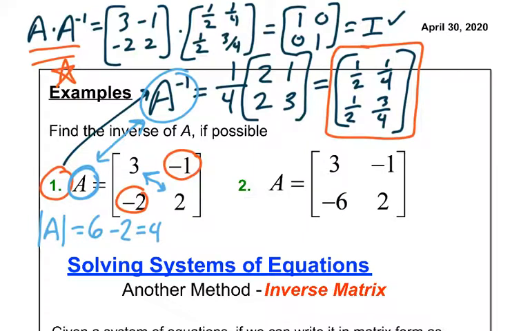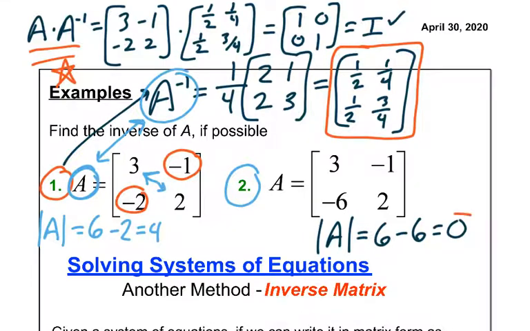All right, on your own, can you try number 2? Can you find the inverse of this matrix? I'll give you about 30 seconds. First thing we should do is find the determinant. And I should get 3 times 2 minus -1, -6. That's a positive 6. Uh-oh. Our determinant's equal to 0. Remember what happens if our determinant's equal to 0? Can't do that. So therefore, there's no inverse, because I'd be dividing by that determinant as part of my formula.